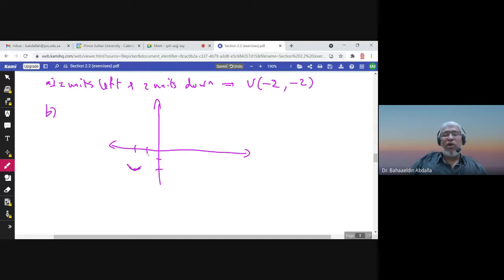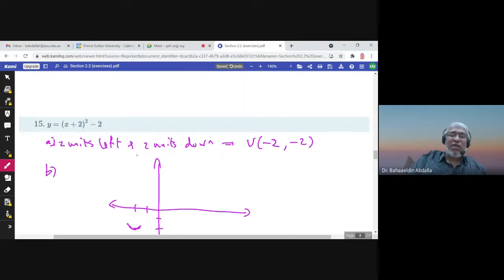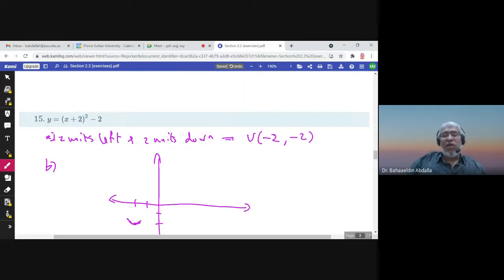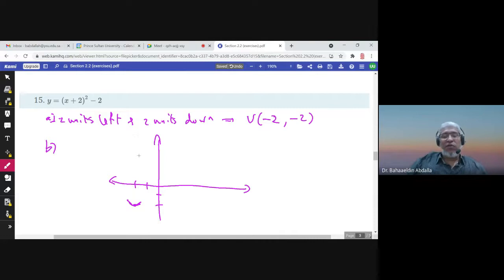If you want, you can find the x-intercepts, okay? To find the x-intercepts, it would be fine if you don't find them, but if you want to find them, you put y 0, okay?